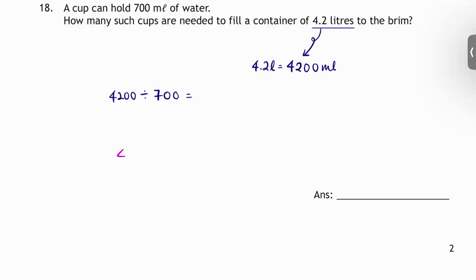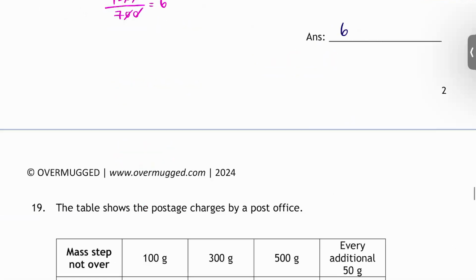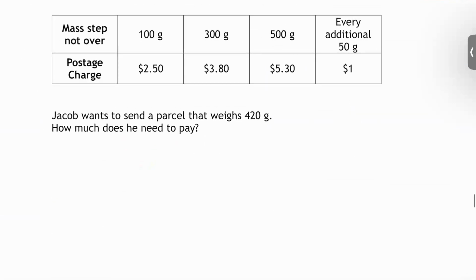Okay, so how do we divide? Even though there are two zeros, we can simplify. It's actually 42 over 7, or 42 divided by 7, which will give me 6. And that's the 6 cups I needed. Question number 19. The table below shows the postage charges by a post office. So we see this term here, mass step.